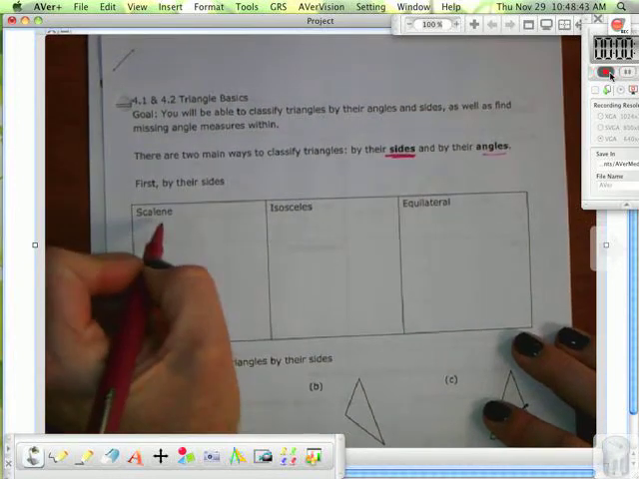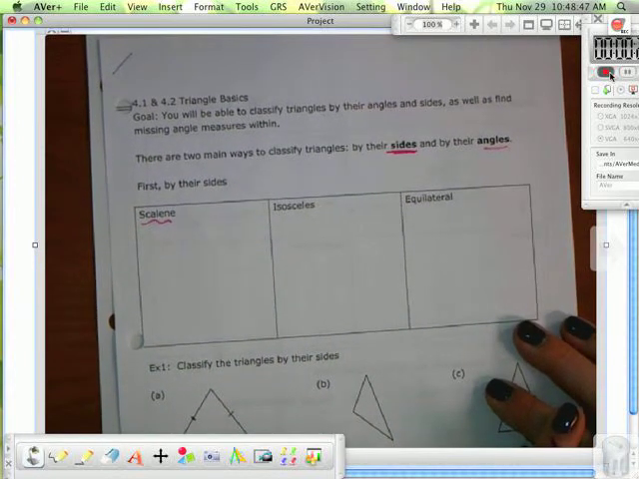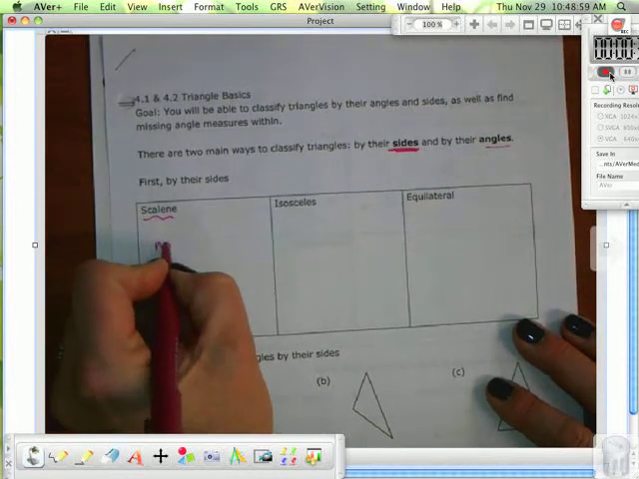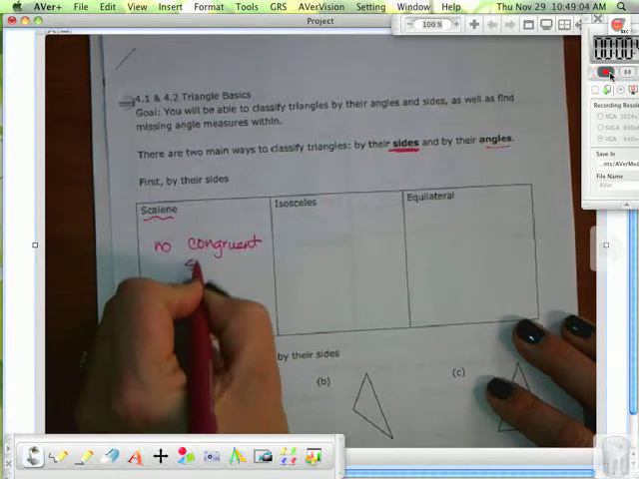So first, by their sides. Does anybody know what a scalene triangle is? Isn't that one where one angle is... But we're talking about the sides. All the sides are different. Yeah, all the sides are different lengths. Let's do this in a mathematical term. No congruent sides. No equal sides.